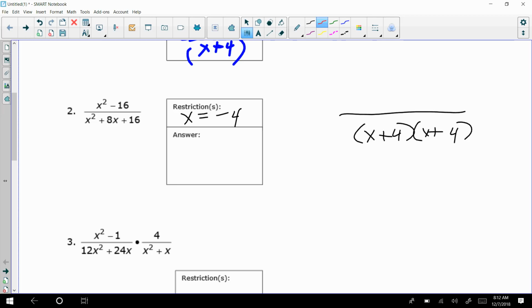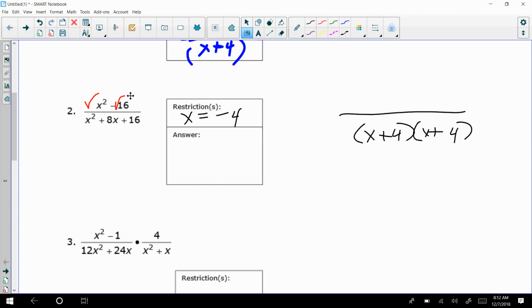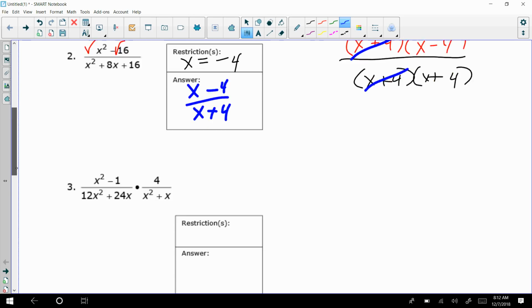So the top is a difference of squares. In a difference of squares, we basically square root each part. So we get x plus 4 and then x minus 4. And then we cross out. So we've got a pair of x plus 4s. Now these do not cross out because the signs are different. So our final answer is just x minus 4 on top and x plus 4 on the bottom. And again, if you forget to put the parentheses at the end, not a big deal.